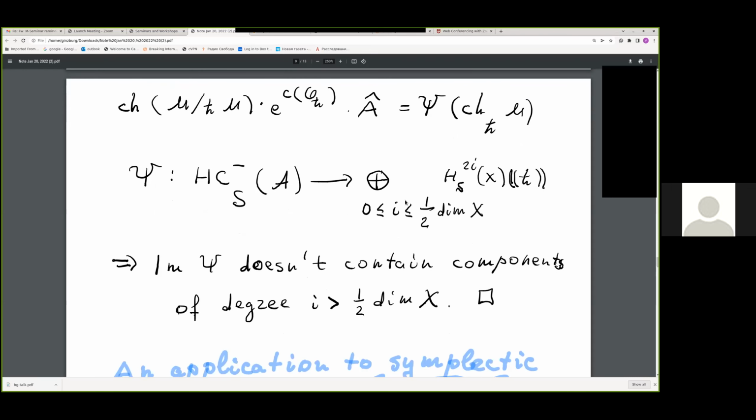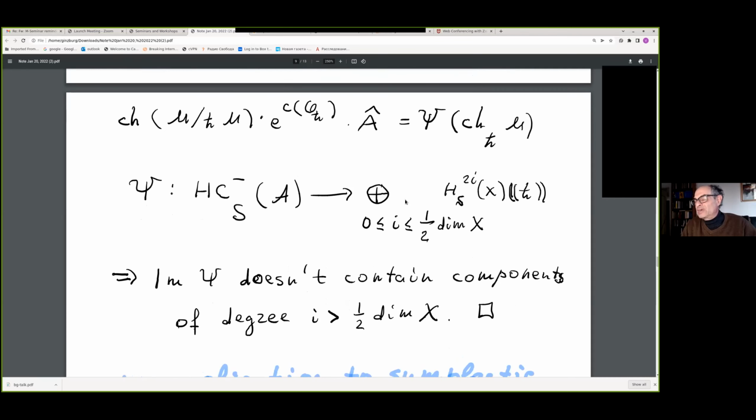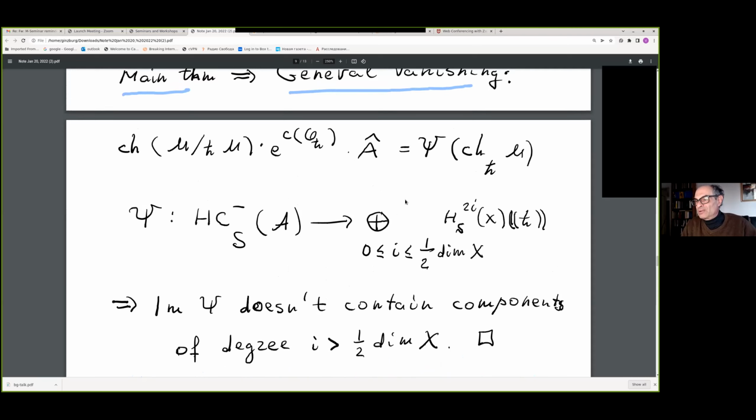Now it's a good place again to... I'm going to go now to applications to the original conjecture by Bezrukavnikov, which is totally different stuff. So if you would like to ask something about what I said until now, it's a good point to ask.